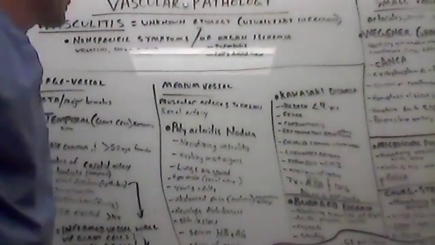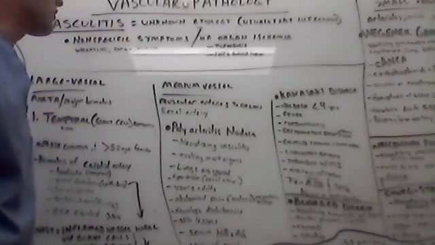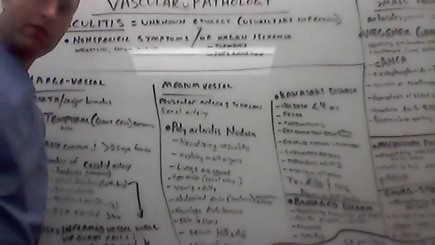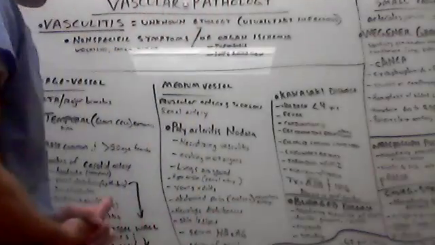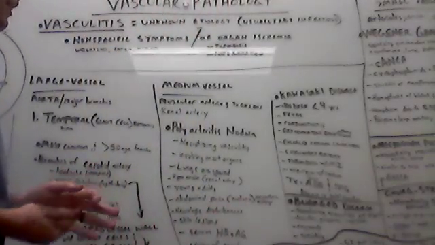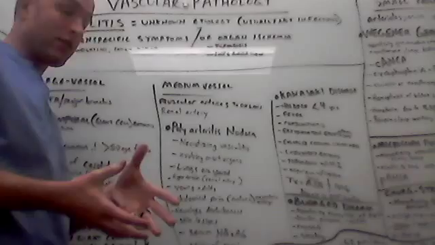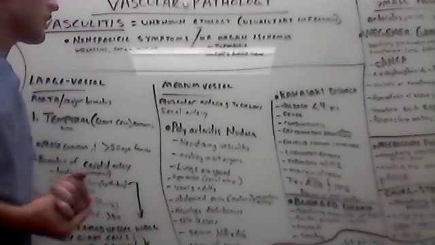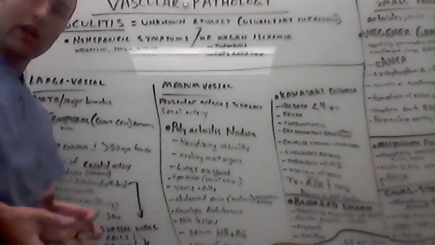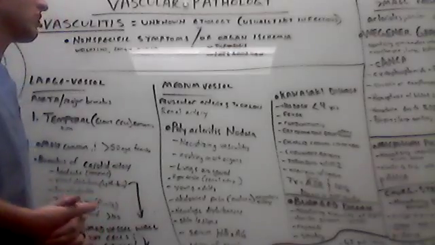So this is vascular pathology, particularly vasculitis. First of all, understand what vasculitis is. Vasculitis is essentially your blood vessel is inflamed. It has an unknown etiology, and it's usually, however, not infectious. It's usually due to something else.